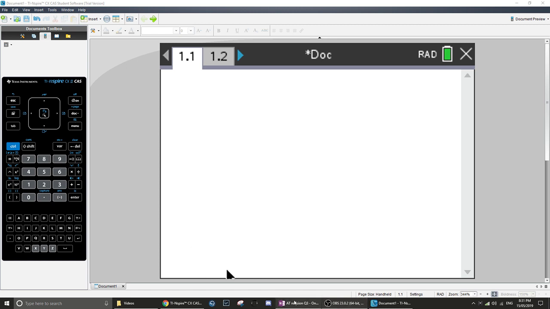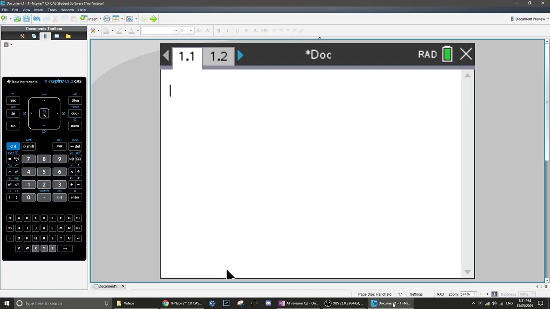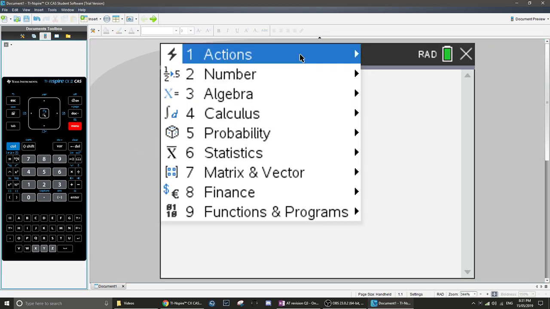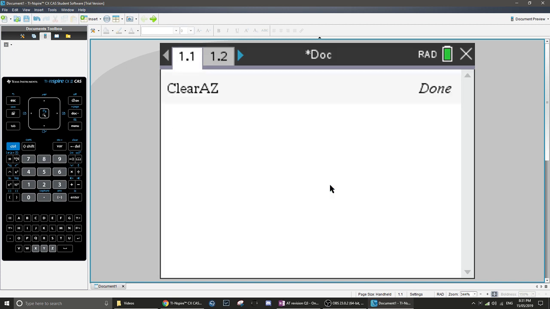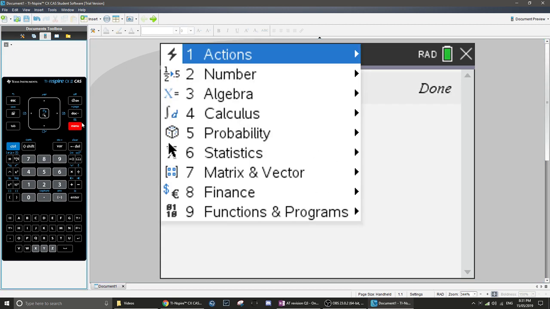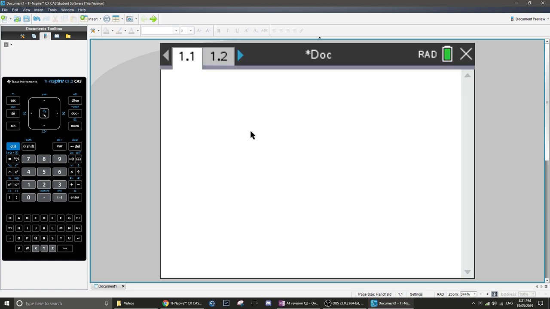Now, if we want to do the CAS calculator, what would we do? How do we do that? First thing I'm going to do is go menu, actions. I'm going to clear my A to Z's, clear out my variables, and then clear my history. Good thing when you're coming into something fresh, it means there's nothing retained that's going to mess up somehow.